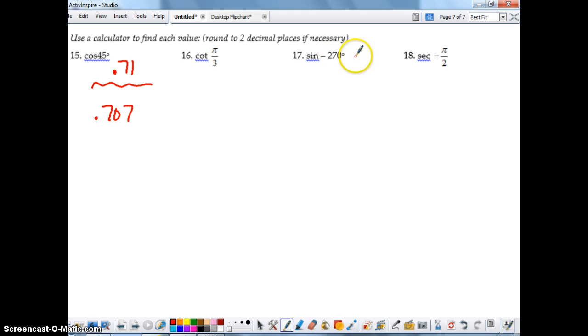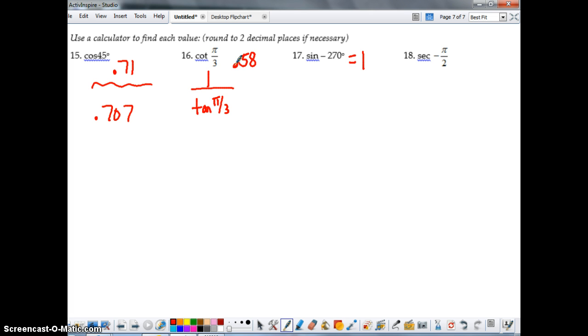So the sine of -270 here is just going to give you 1. All right, number 16, you have cotangent of pi/3. Remember, when you do cotangent, you're going to type this in as 1 over tangent of pi/3. Make sure you flip the calculator to radians. And this one I have is 0.58. I don't have the 3 decimal version for that one.